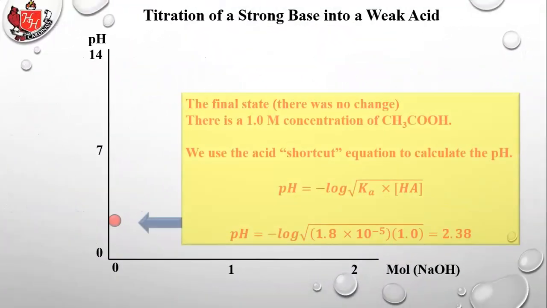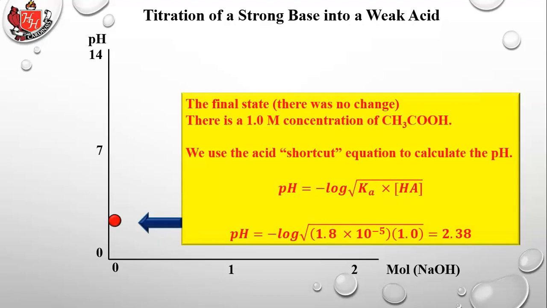Okay, now we're going to plot, and there it is. So the final state, there was no change. There's a 1 molar concentration of acetic acid. We use the acid shortcut equation to calculate the pH. There it is again. Plug in the numbers again. Ka for acetic acid can be looked up in your book. It's 1.8 times 10 to the negative 5th. That's the Ka of acetic acid. And you get 2.38, so that's where we plotted that first point.